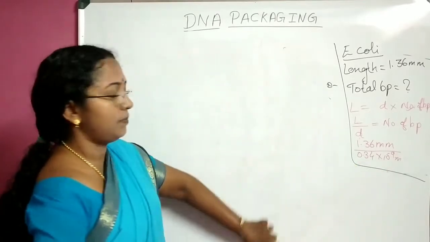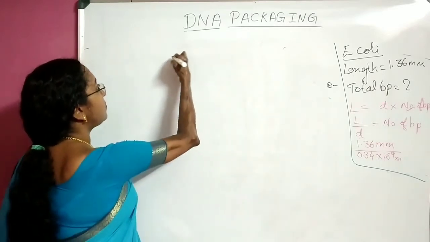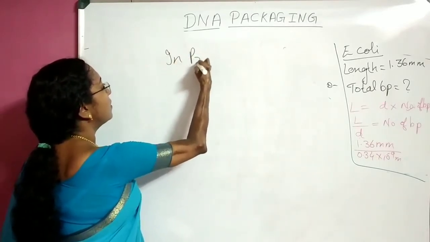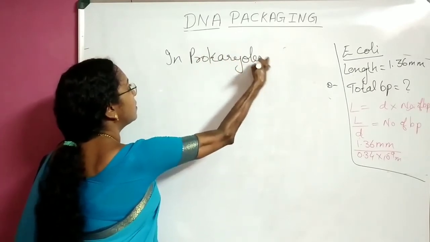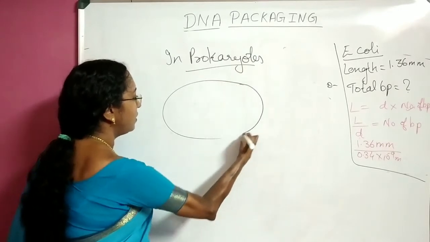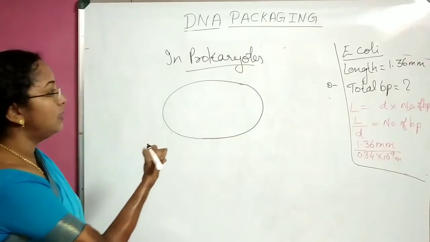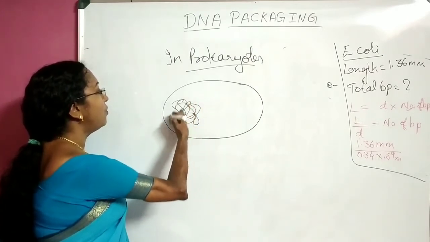It's very simple. As I've told you, in prokaryotes, suppose I draw a bacterial cell, they are placed in a very small area in the form of loops.